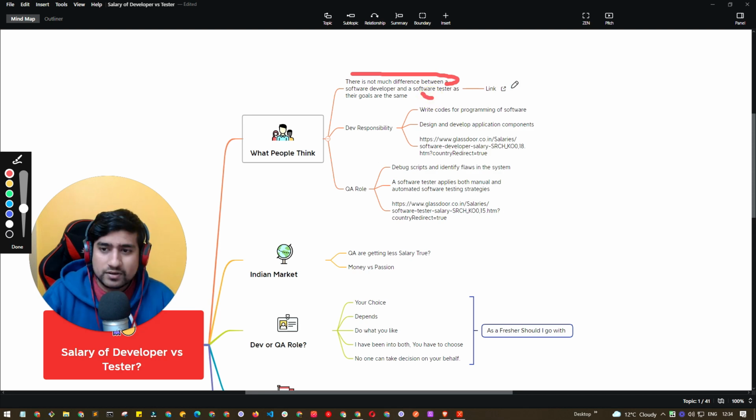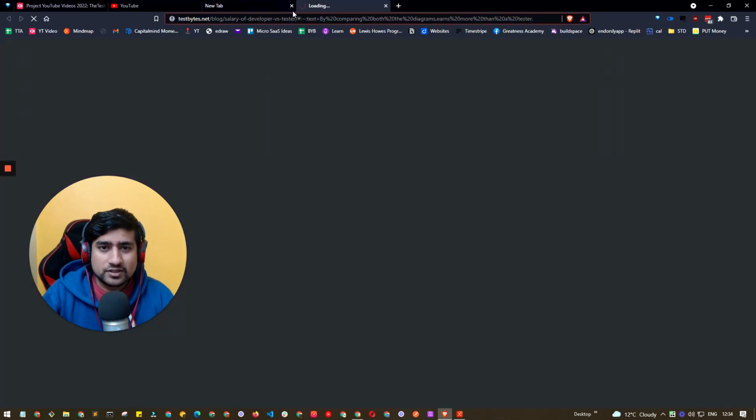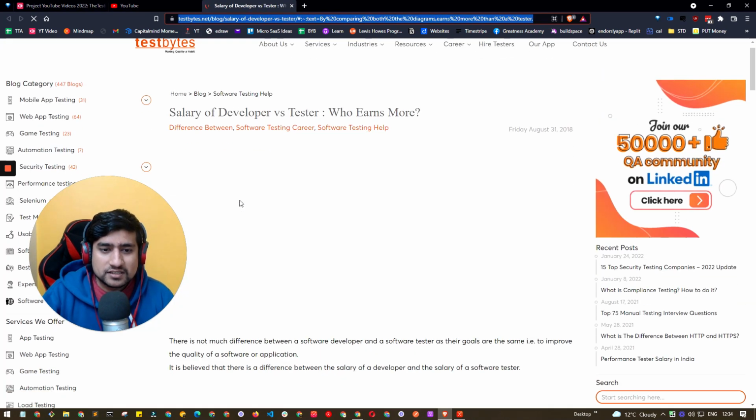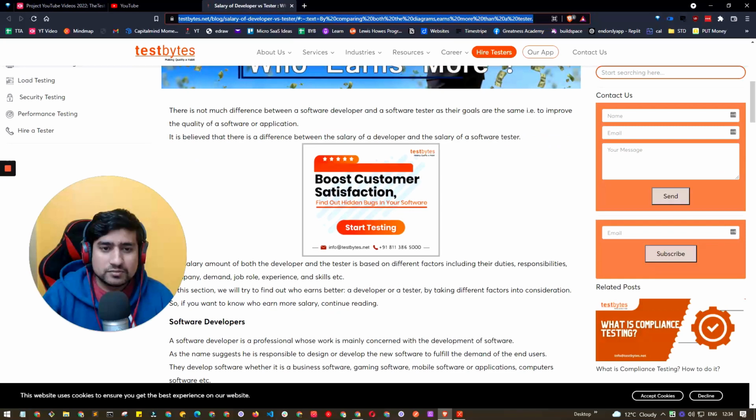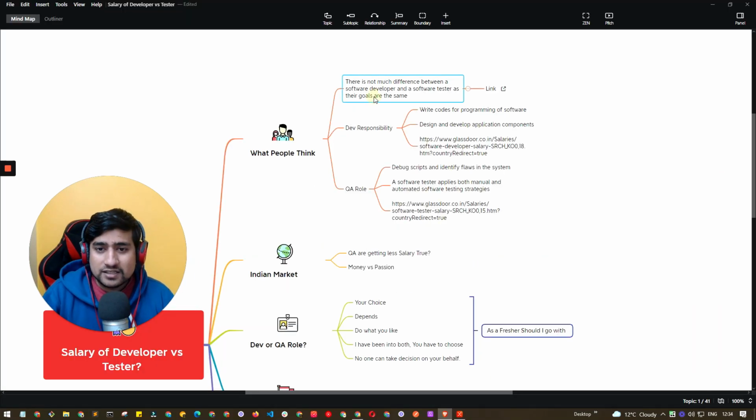Here is a link, and let me show you the link also. You can read about it. It's on Test Bytes. It basically says there is not much difference between the software developer and tester, and their goals are the same, basically to deliver a quality product. I agree with that, but here is the difference.